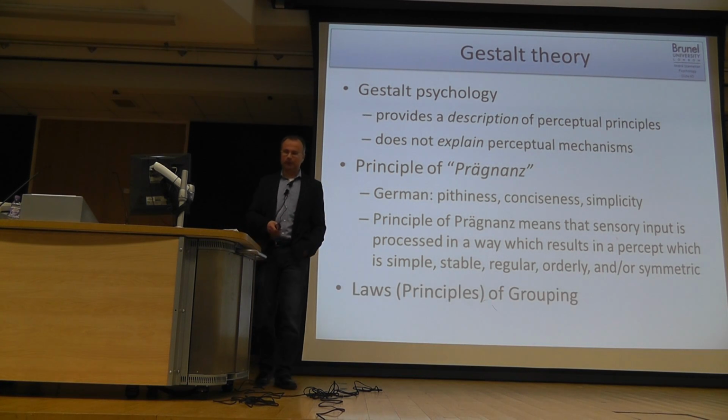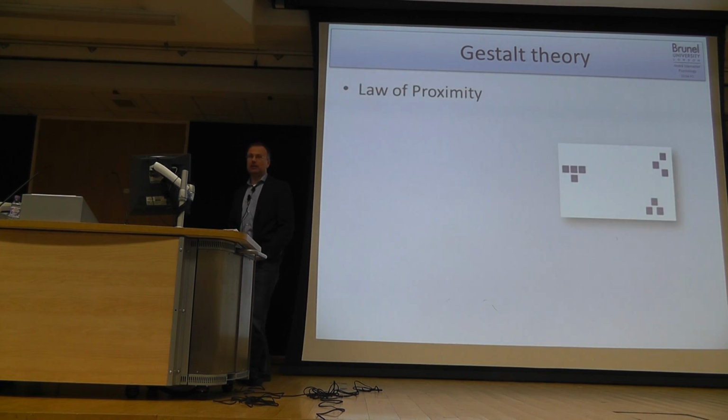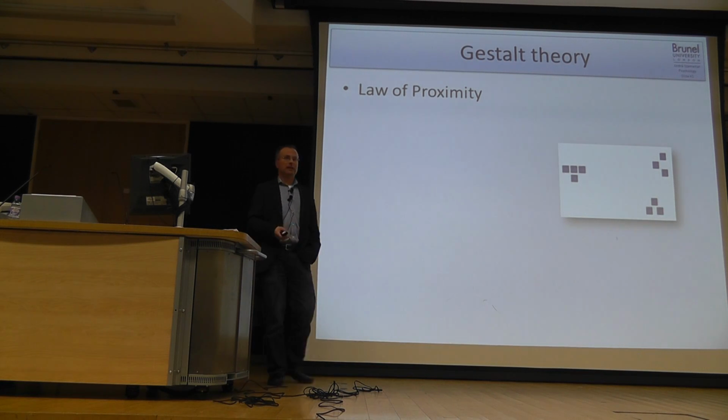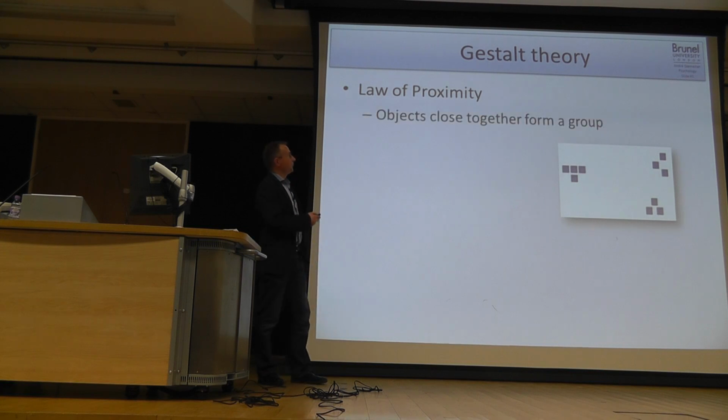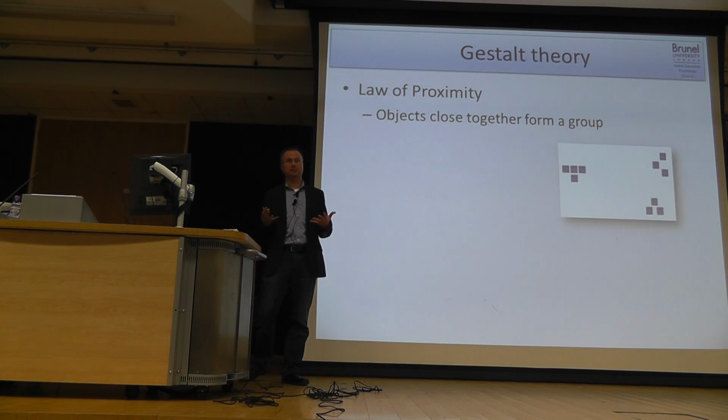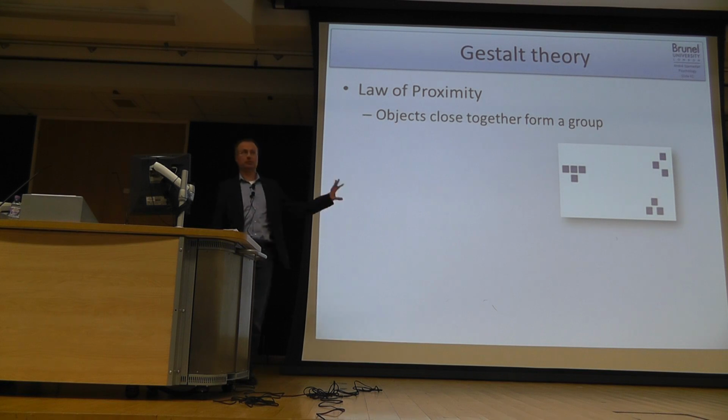And many of you will probably know these laws. They are laws or principles of grouping or perception. So for instance, there's the law of proximity. In this law, it is stated that objects which are close together form a group. In this example, you will see this is a group of 4, this is a group, and this is a group. These items naturally group together. You have to remember that's from the early 20s of the last century. It was not self-evident that this is the case.